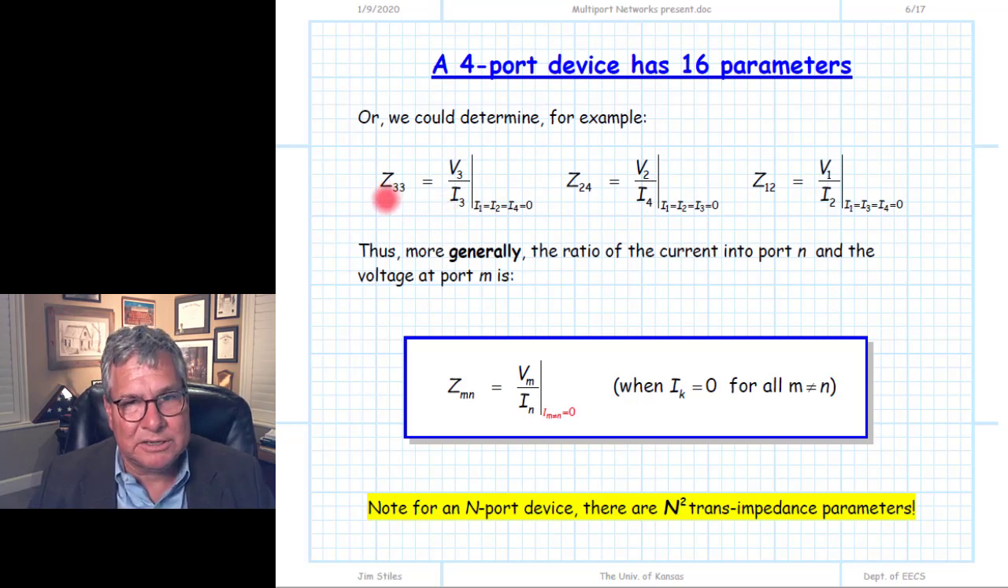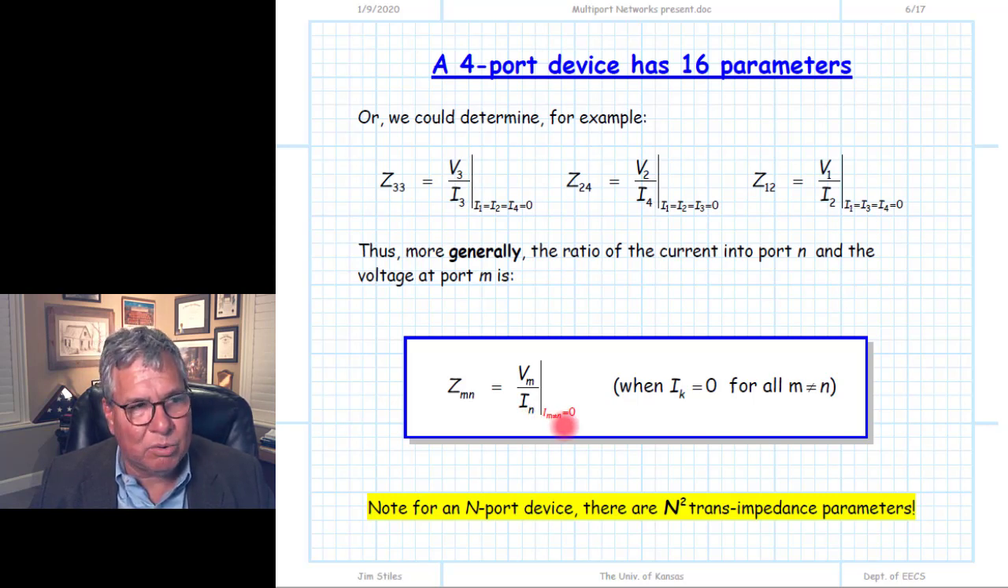Of course, we can do this for Z22 and Z11, for example. We could do other transimpedance parameters like Z24 and Z12, any combination of 1 and 4 for our example four-port device. More generally, we'd write any arbitrary transimpedance parameter in this form, a complex number. The transimpedance parameter is complex because we take the ratio of a complex voltage to a complex current when that current is the only non-zero current exciting our circuit.